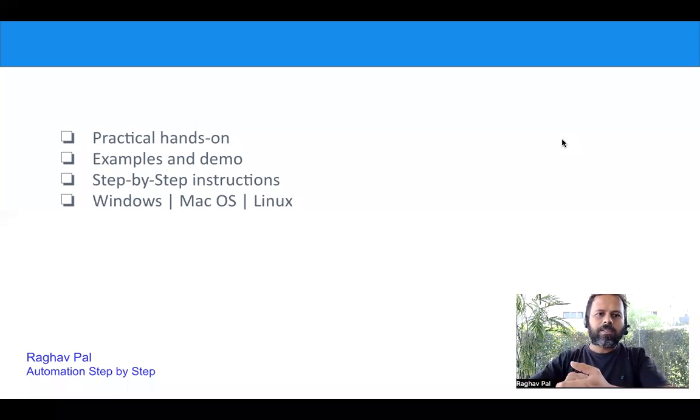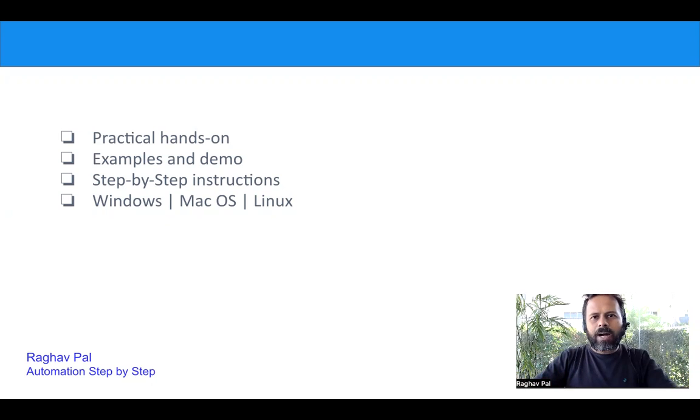So in this session, this will be a very practical hands-on session, and I will show you right from scratch how do we download and set up Katalon Studio, I will tell you about the GUI and features, and then we will start automation testing with Katalon Studio. So in this session, I will show you examples, demo, and everything will be step by step. You can follow me on Windows or Mac operating system, or you can also use Linux.